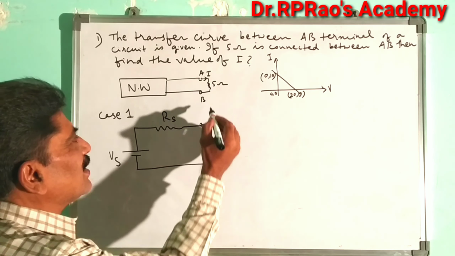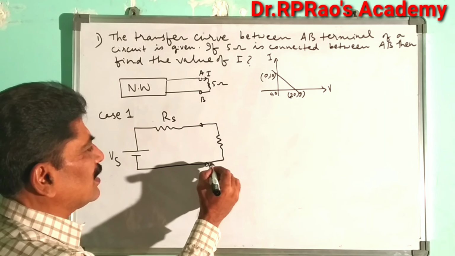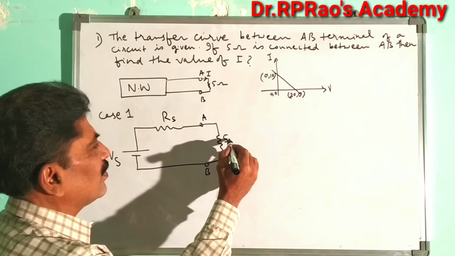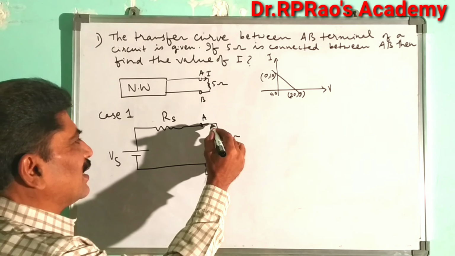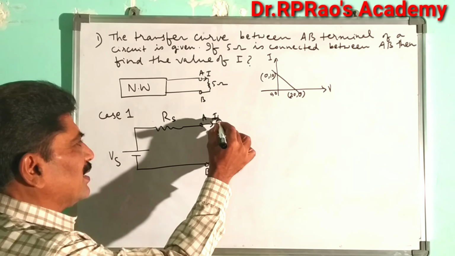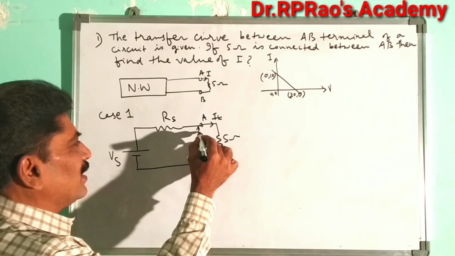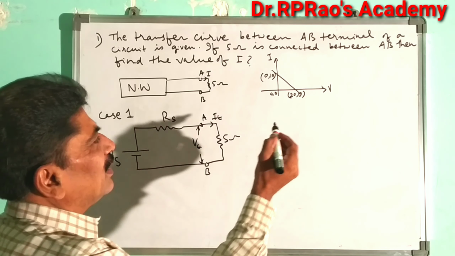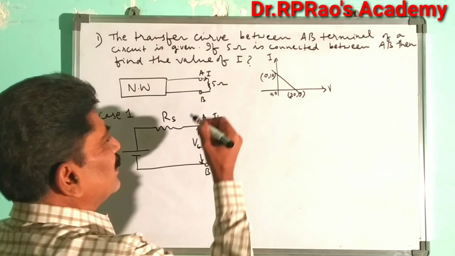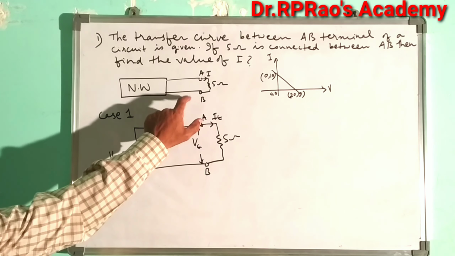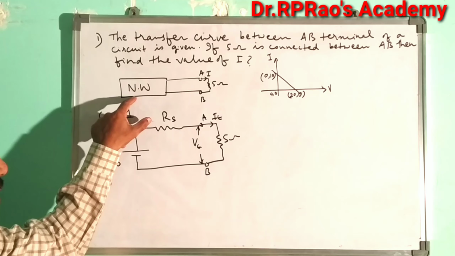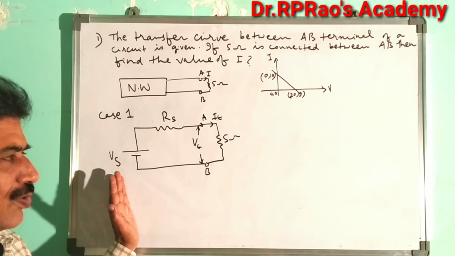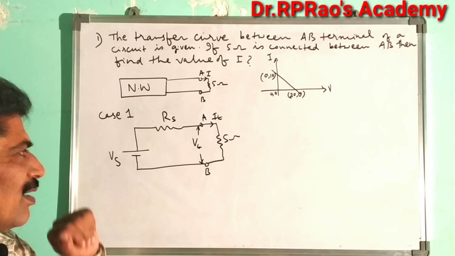Now let us connect this 5 ohms resistor to these terminals AB. Now the current starts flowing. Let that current be It, the terminal current, and let this be the terminal voltage Vt. This V is nothing but the terminal voltage with respect to this circuit. This network is reduced to a practical voltage source, which has an internal resistance Rs.